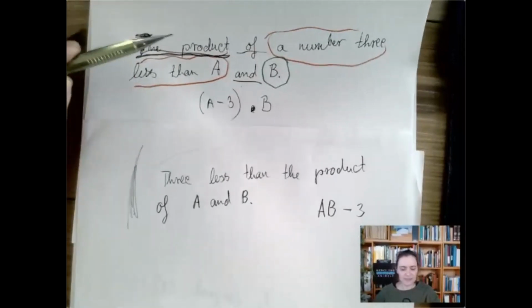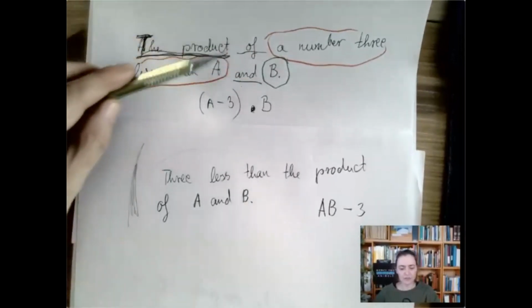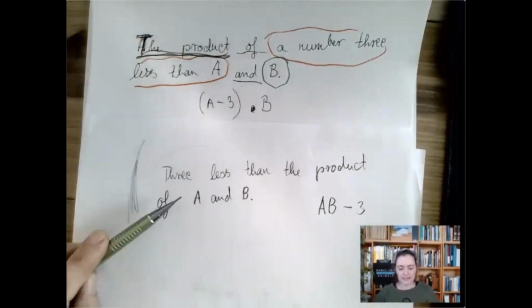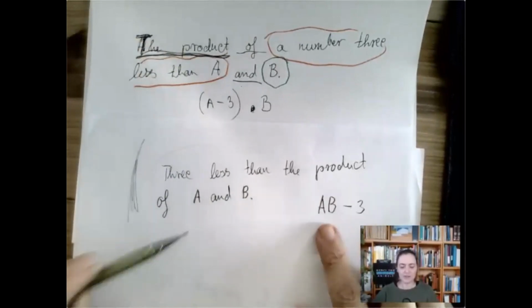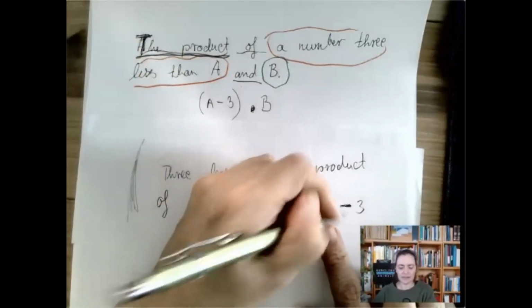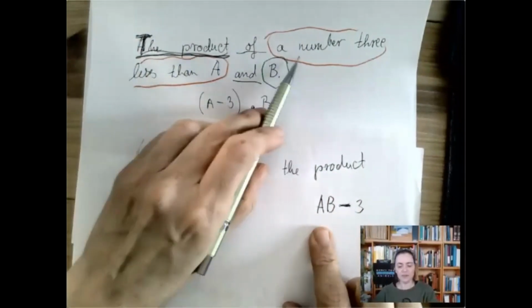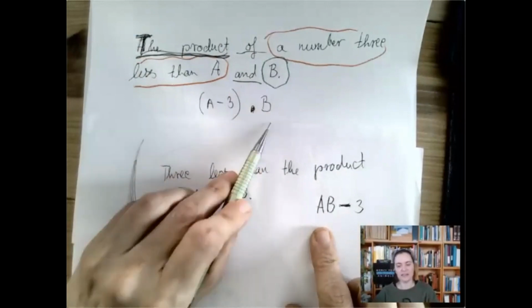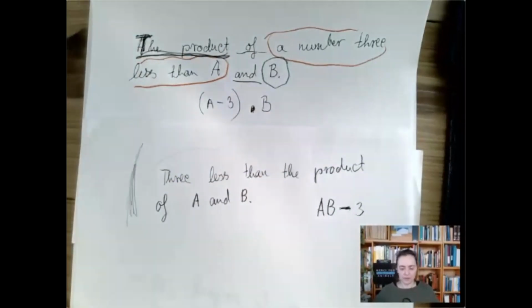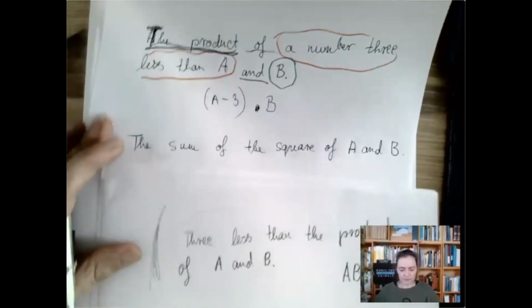Okay, you see, this is the product of a number 3 less than, and this is 3 less than the product. So the last thing that happened is that minus. So this is 3 less than a product. This is the product of something 3 less than A and B. All right, let's do one more.